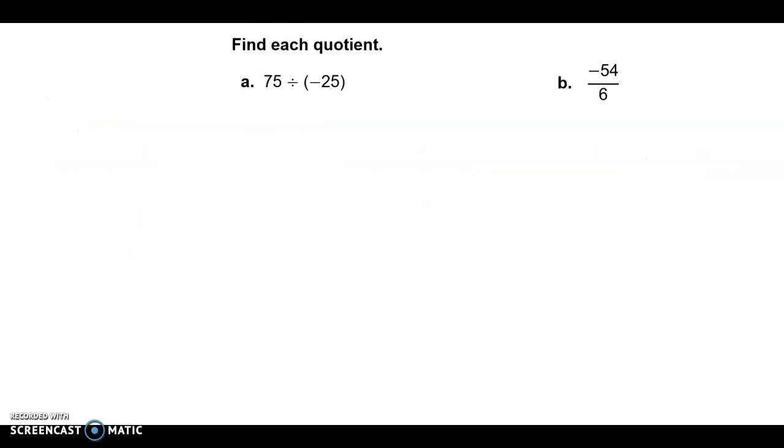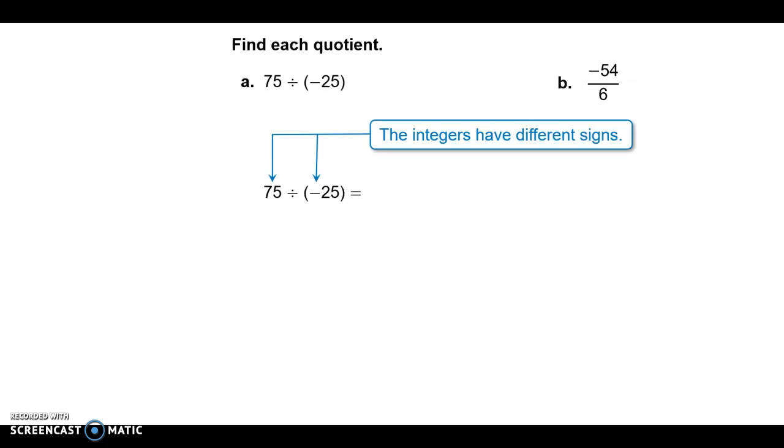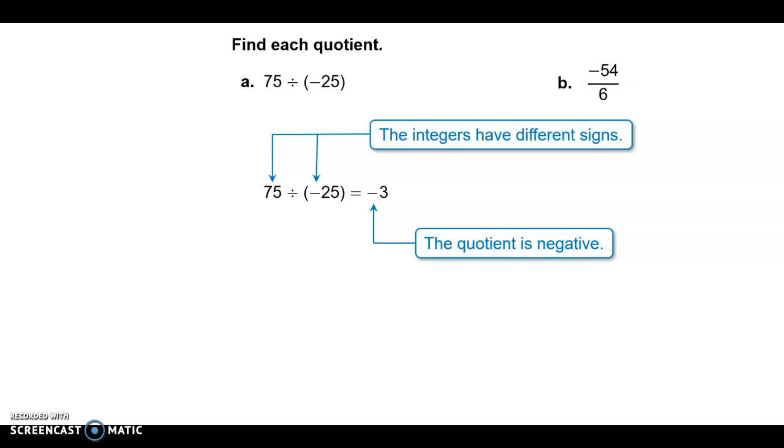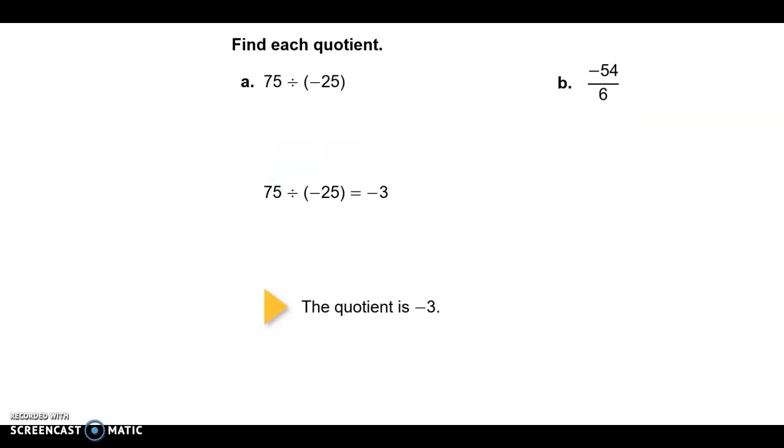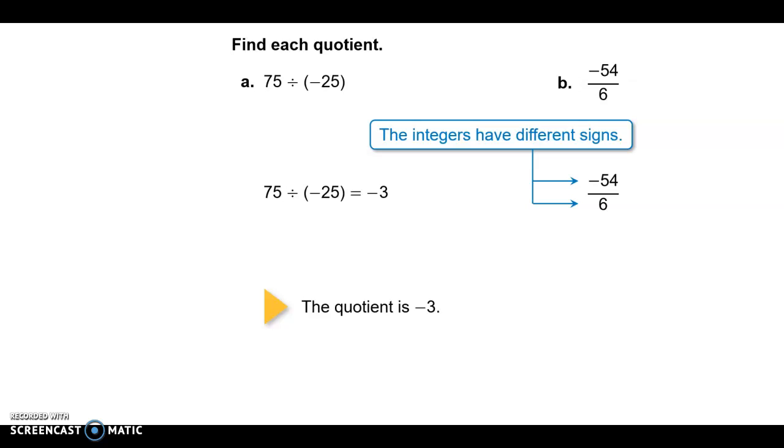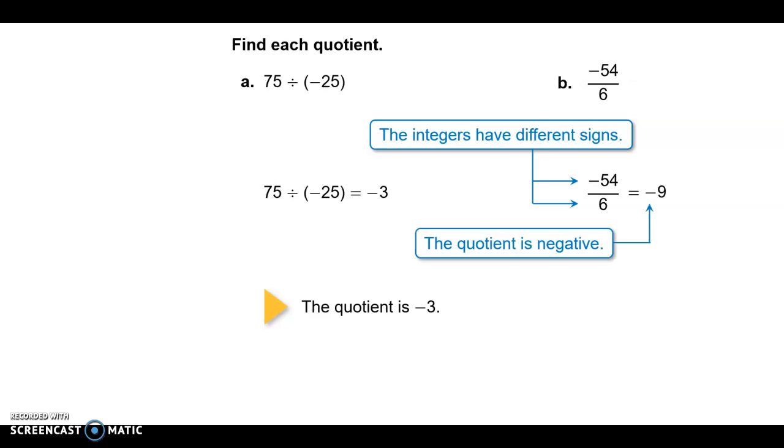So now let's divide and find the quotient if the two numbers have positive and negative signs. 75 divided by negative 25. The integers have different signs, so the quotient is going to be negative 3. Negative 54 divided by 6. The integers have different signs. The quotient is negative. Negative 9.